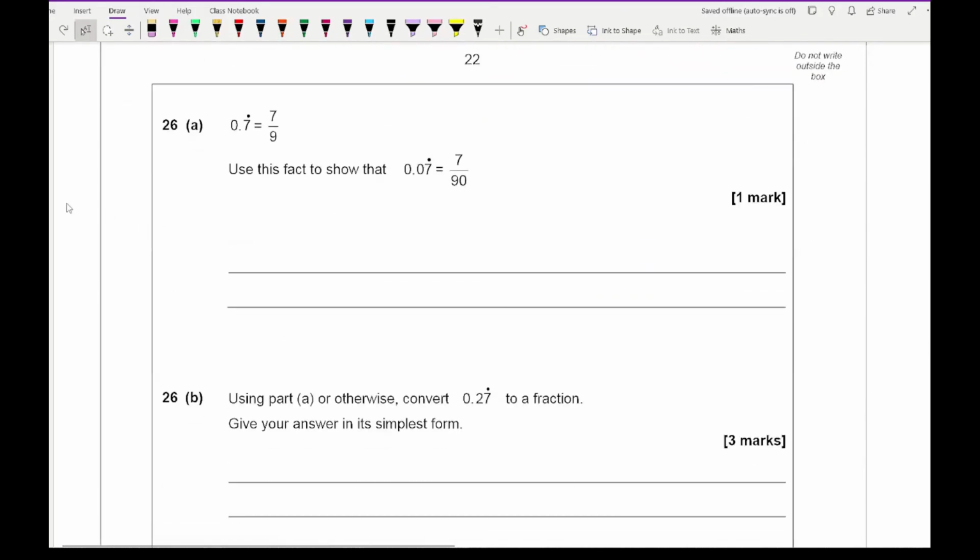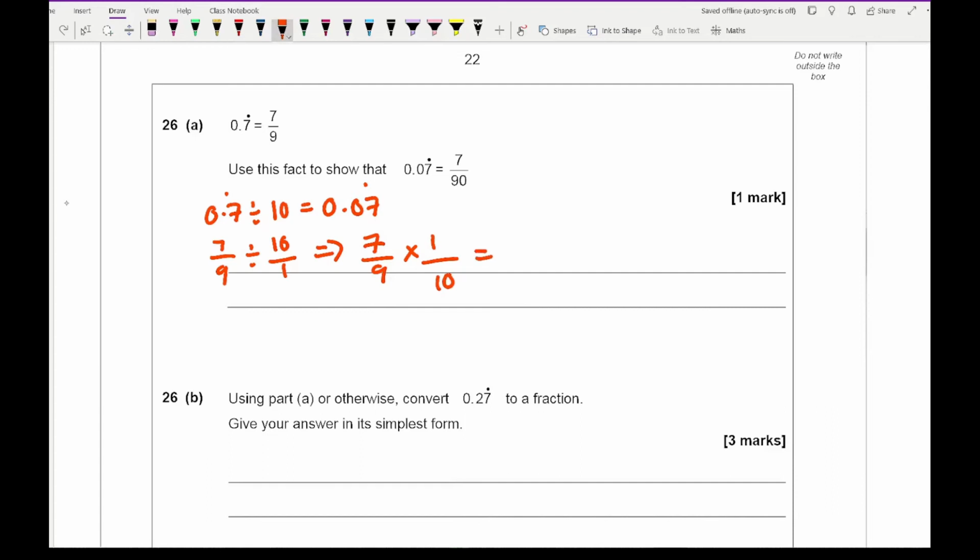Then for question 26a, it says 0.7 recurring is 7 over 9. Use the facts to show that 0.07 recurring equals 7 over 90. So here we get that 0.7 divided by 10 gives me 0.07 recurring. Now if I convert both these as fractions, so that's 7 over 9 divided by 10, which is 10 over 1, and then using my knowledge of dividing fractions, I flip the second fraction, which I've not done, and it then turns to a times, and that gives me 7 over 90, which is what they wanted me to show.